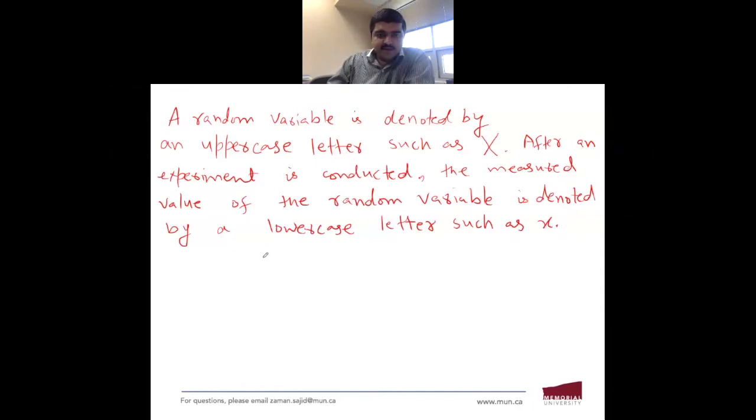So if I want to summarize so far, the random variable is what I denote as capital X, whereas the values of the random variable are noted as small x. Okay.